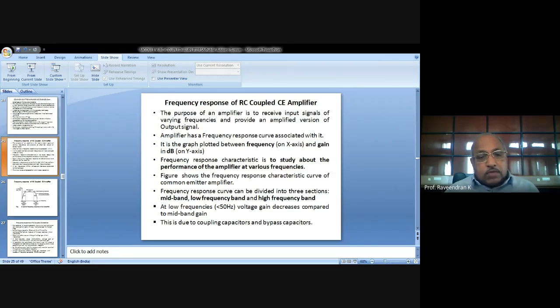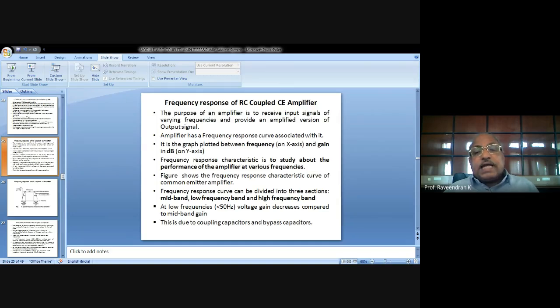Whether we say 50 or 20 does not matter, because that is the range of frequency, the audio range of frequency, that is 20 Hz to 20 kilohertz, or 30 Hz to 30 kilohertz. Those all come under the audio frequency ranges, and a CE amplifier is meant for amplifying audio signals, or as a voltage amplifier for amplifying the voltage signals of sound.